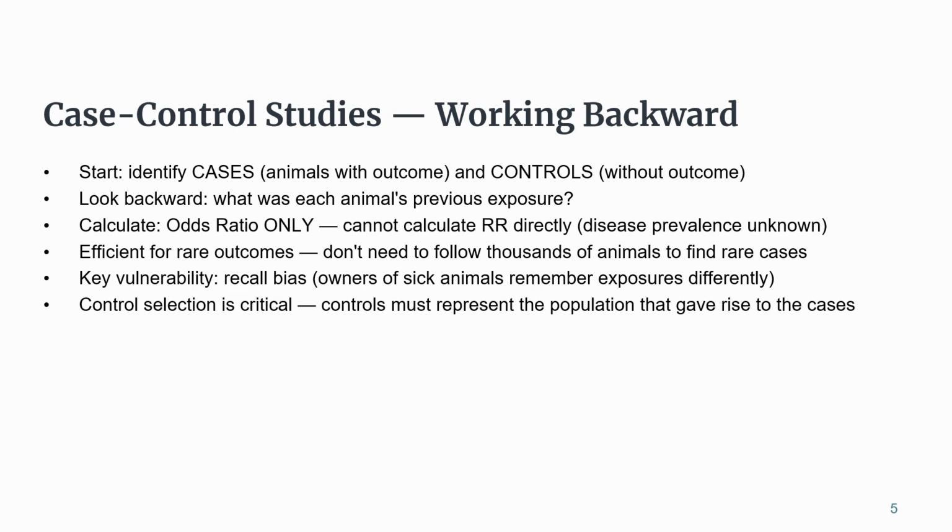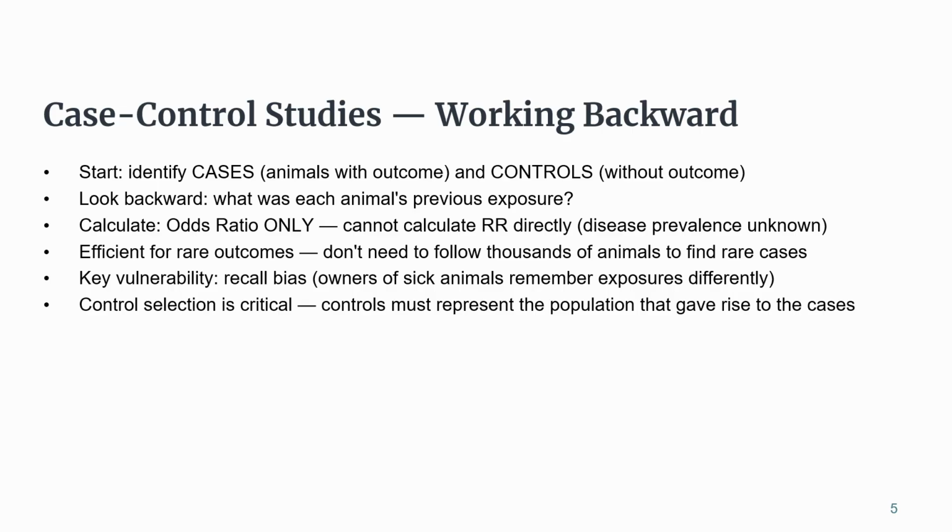The cost is the OR-only constraint. Because you've selected your study participants based on outcome status, you can't calculate the true disease incidence in the population, so you can't calculate a risk ratio. The OR approximates the RR when the outcome is rare, but not when it's common.